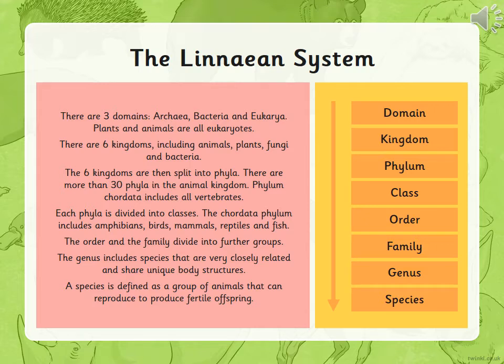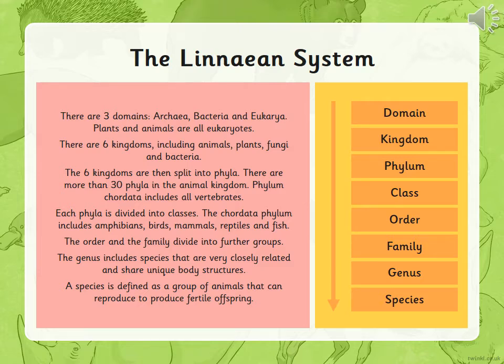There are 3 domains: archaea, bacteria, and eukarya. Plants and animals are all eukaryotes. There are 6 kingdoms, including animal, plant, fungi, and bacteria. The 6 kingdoms are split into phyla. There are more than 30 phyla in the animal kingdom. The phylum Chordata includes all vertebrates.